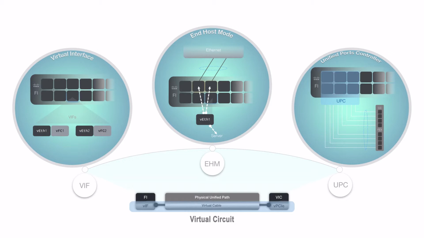Keep in mind that VIFs are used for VIC control traffic as well. Also, in case of a VNIC provisioned with failover configuration, 2 VIFs are needed. Now, let's examine the rest of the pieces.